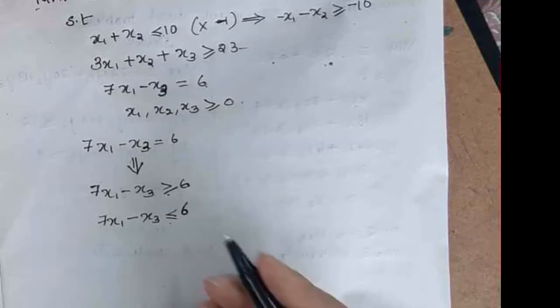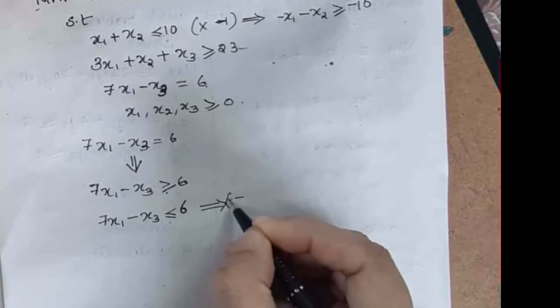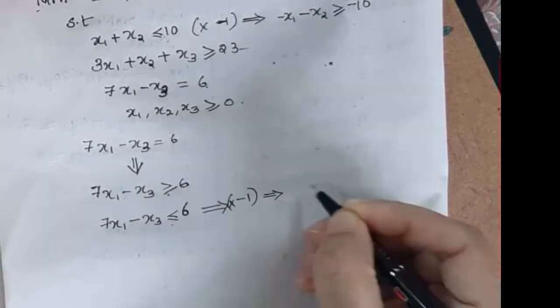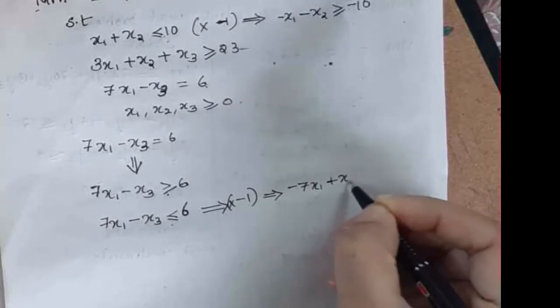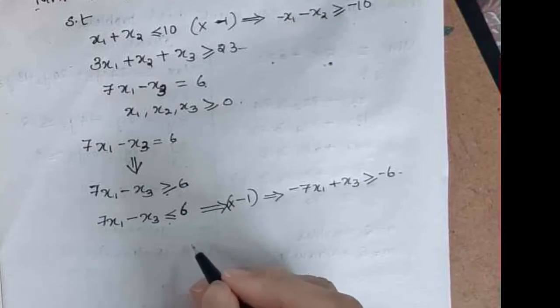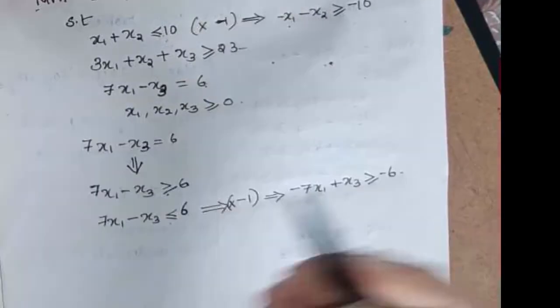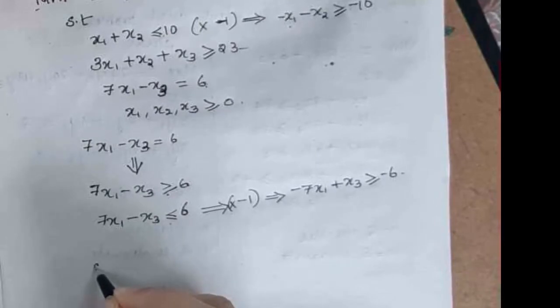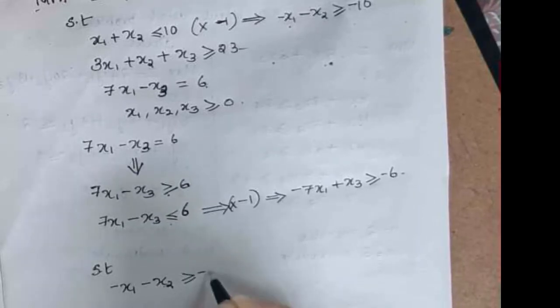So you have to multiply this with minus 1, and it will become minus 7x1 plus x3 greater than or equal to minus 6. So I'll write down the constraints again, all the constraints. The first constraint will become minus x1 minus x2 greater than or equal to minus 10.